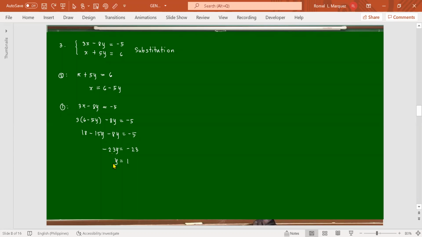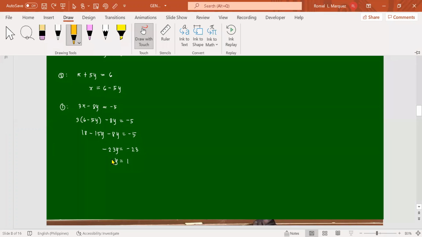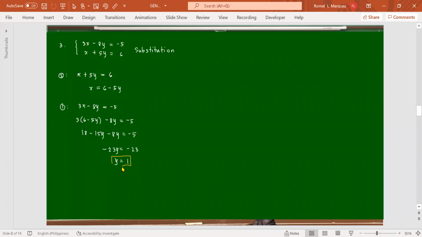Shouldn't y be divided by -1? They're both negative. If you transpose -23, it will become positive, right? What's the answer? Is it 1? Yes, it's 1, because this is -23 and -5 minus 18 is -23. Negative divided by negative is positive, right?